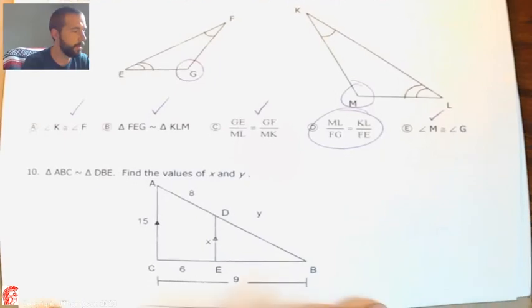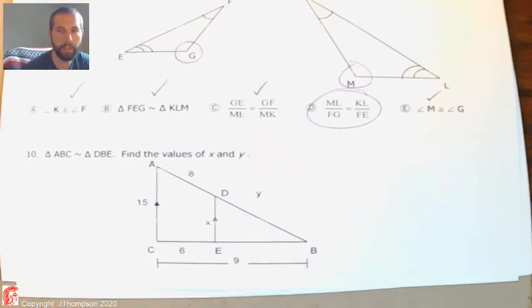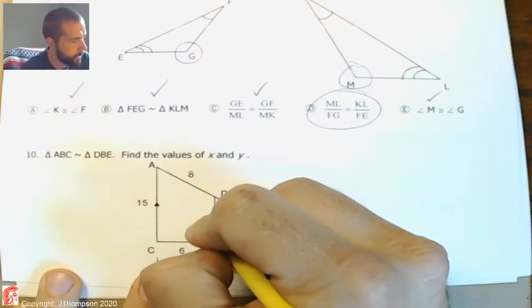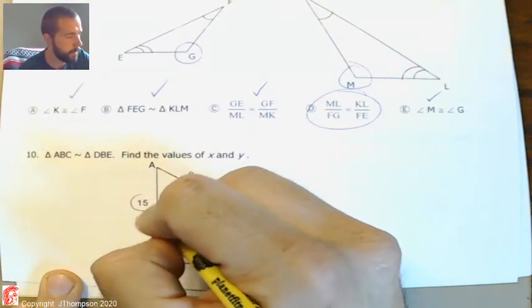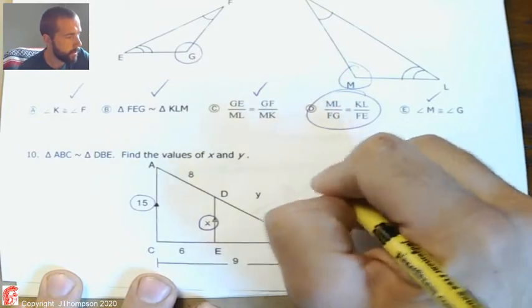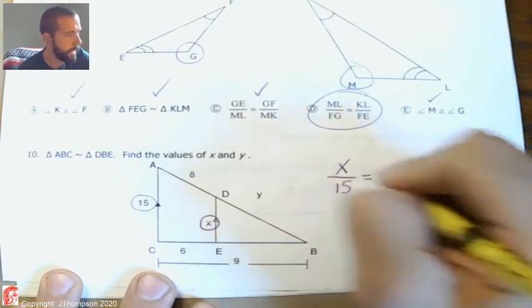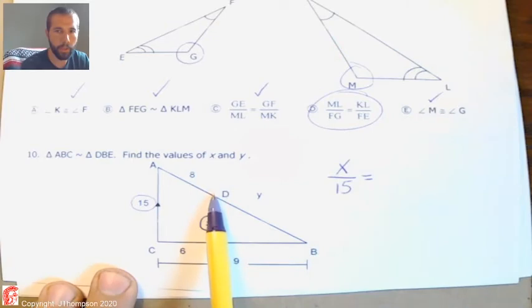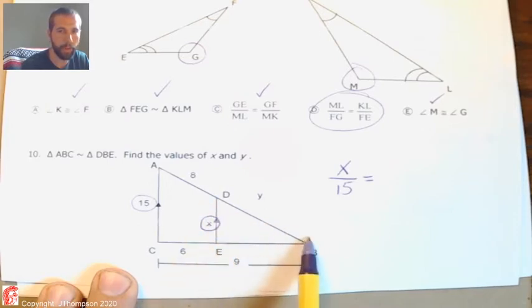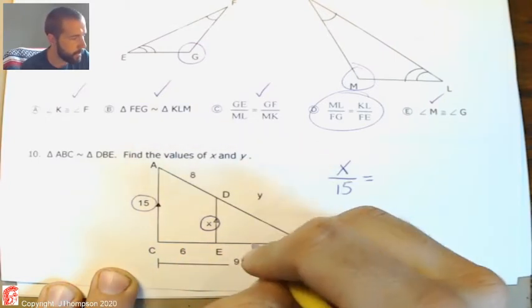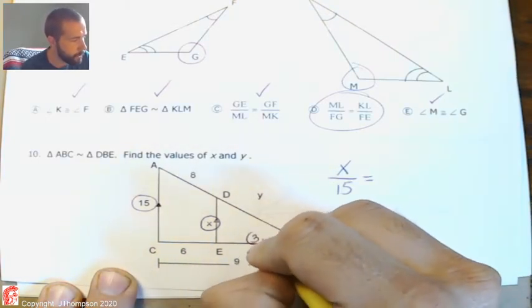Okay, number 10. Find the value of x and y. Let's start with x. I'm going to circle x. X corresponds with 15, so I'm going to write x over 15 equals, and now I need another ratio. x was the left side of the small triangle. What are the other sides of the small triangle? We don't know this one, so I can't use that. But we do know this one because the whole length is 9. This piece is 6, so 9 minus 6 leaves us with 3. That's what I'm going to use for my next ratio.